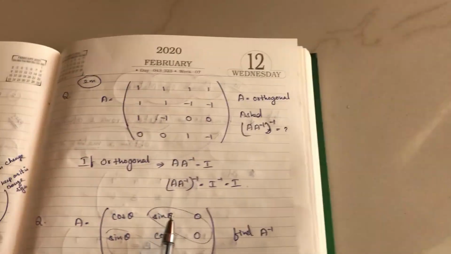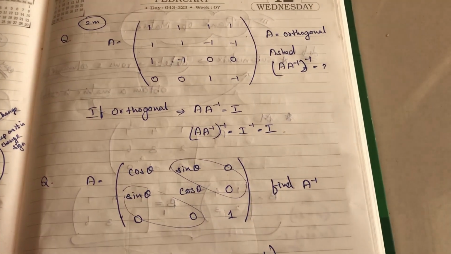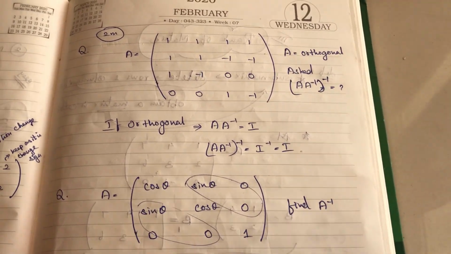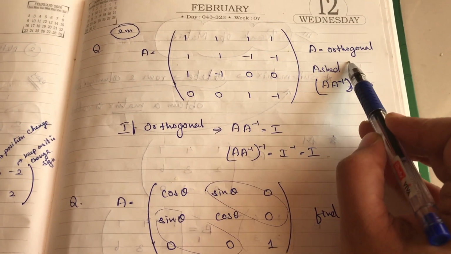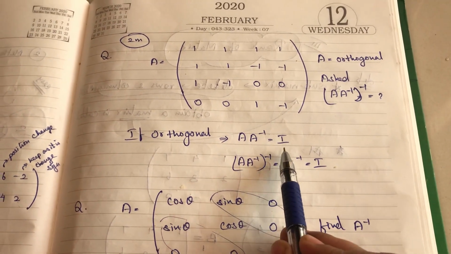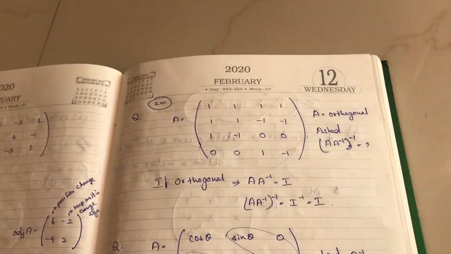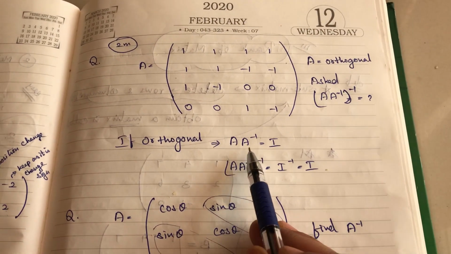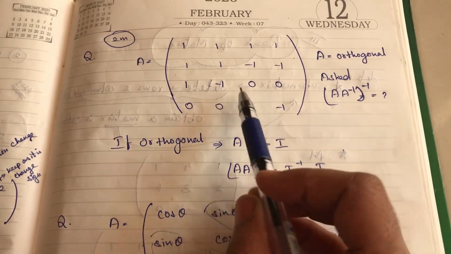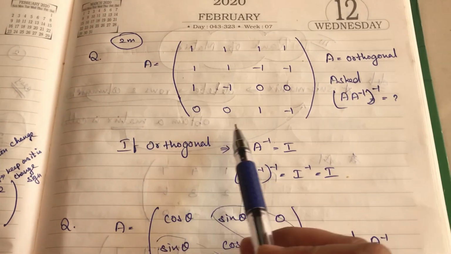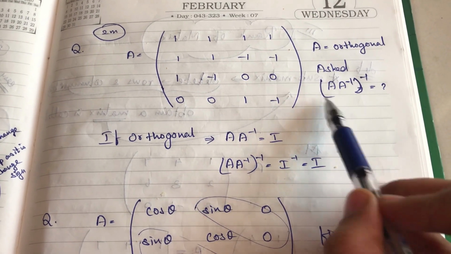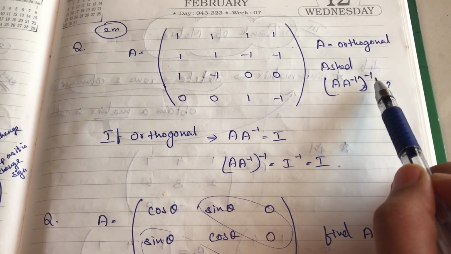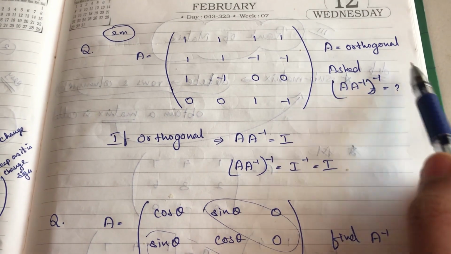Okay, so let me see another sum here. This is a 4 by 4 matrix and they have given that the A matrix is orthogonal. You know, orthogonal is nothing but A into A inverse equal to I. This is the condition for orthogonal. They have given some matrix here and they asked us to find A into A inverse, the whole to the power minus 1. Means the whole inverse is what?